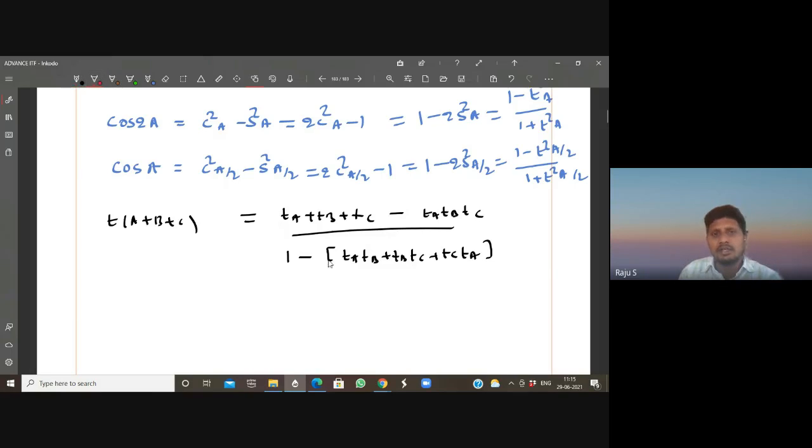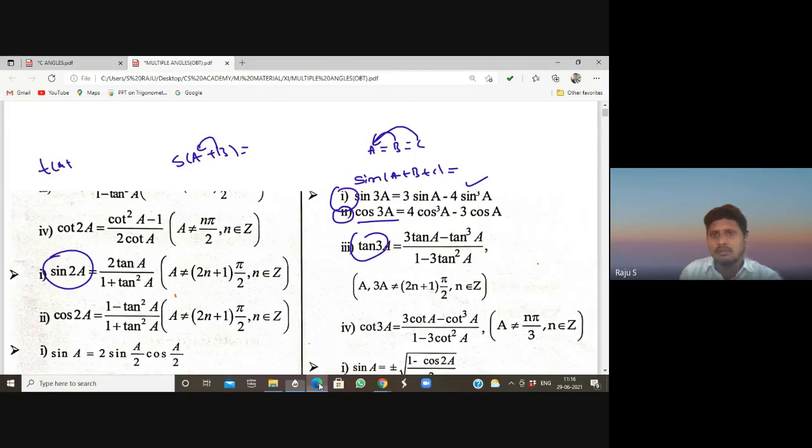When you substitute here a is equal to b is equal to c, the left side is clearly tan 3a. On the right side, tan a plus tan a plus tan a, that is 3 tan a, minus tan cube a, all divided by 1 minus 3 times tan square a. Am I right? Nothing but this formula.